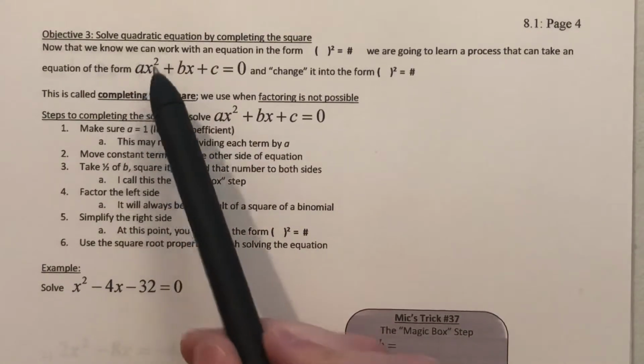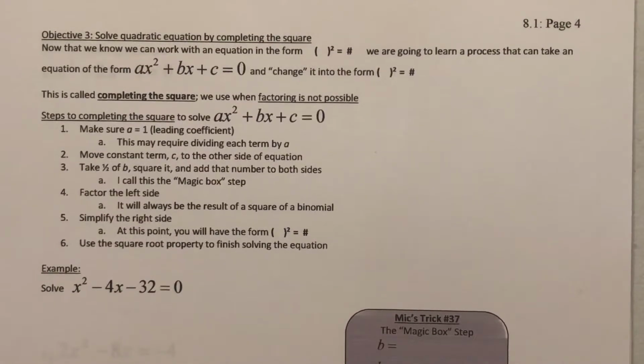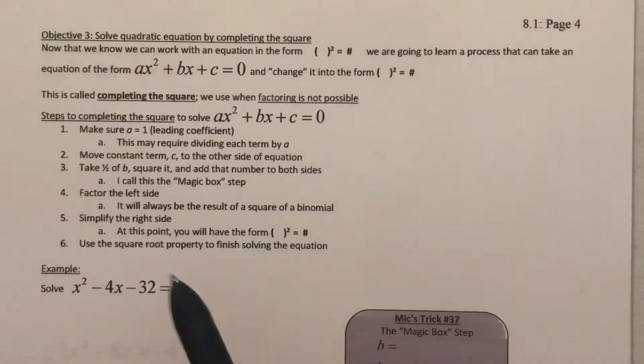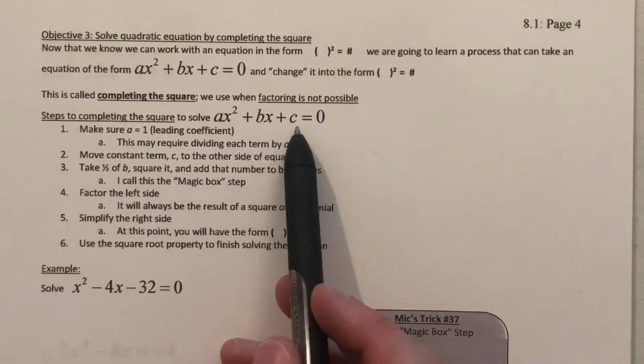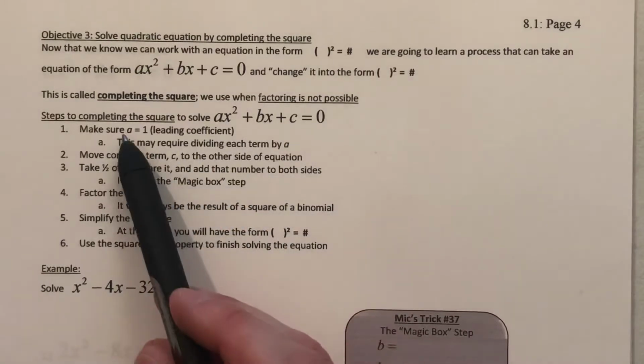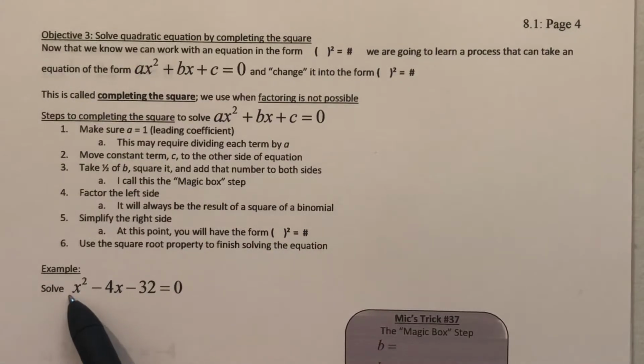So let's take a look at the steps because they kind of bounce around a little bit. You have to make sure you know what you're doing and why you're doing it. So first and foremost, very important, for an ax squared plus bx plus c equals 0 equation, we do need to make sure that a is a 1. So we'll see what happens when that's not the case, but we have that for this first example.